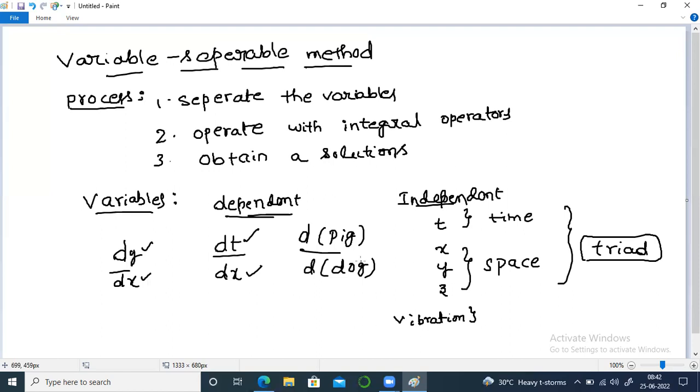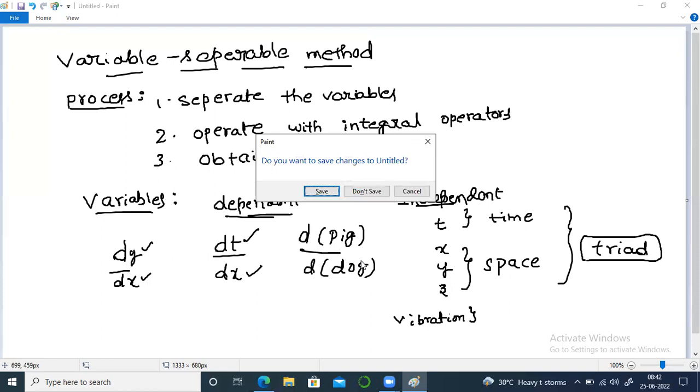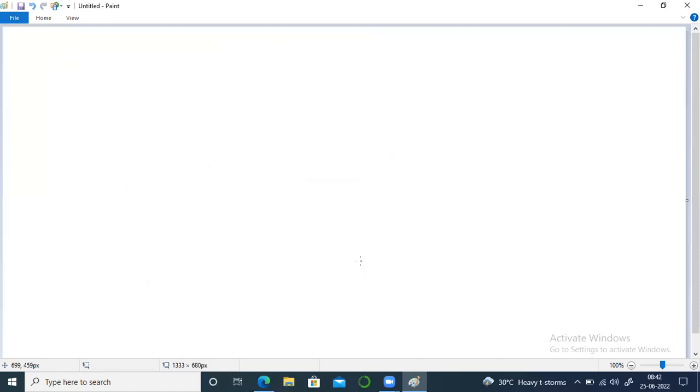Now straight away we will solve a problem. The problem I take is given like this: dy over dx is equal to e to the power 3x minus 2y, plus x squared into e to the power minus 2y. This is the differential equation they have given.